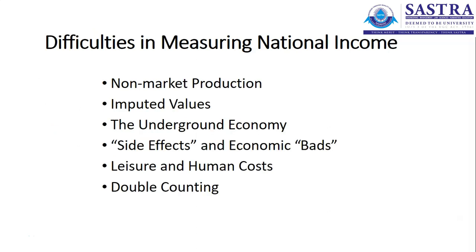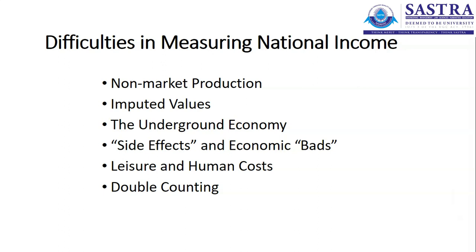Difficulties in measuring the national income. There are some difficulties in understanding as well as measuring the national income. One is non-market production. The kind of product or service provided that does not come under the organized sector, we are not able to measure the output generated by such non-market production. Products that are manufactured and consumed within a particular local community do not come under marketable products, so the production does not come into the picture. So there are problems in measuring the national income.